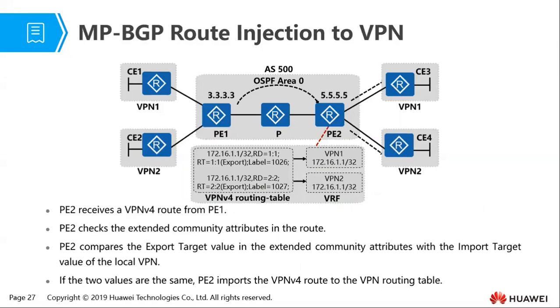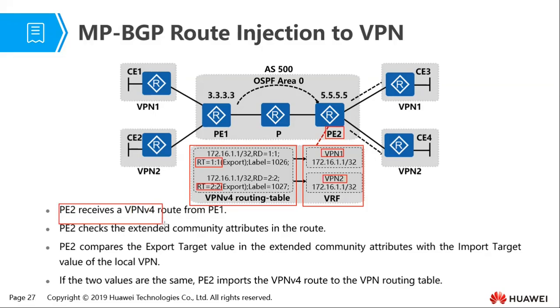Then after that, we now inject the MPBGP route to the VRF. So on PE2 here, we are now injecting from the global routing table to the VRF. So of course, the VRF will have the VPN instance for each of the VPNs. So it is the route target that is used to import each of the routes to the correct VPN instance table.